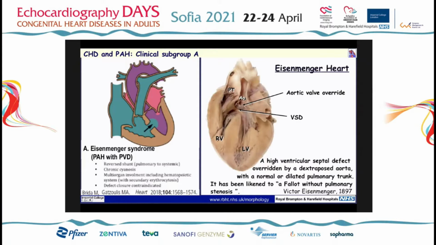Over here, we have a picture of an Eisenmenger heart, which is actually taken from the museum, which you see sitting behind me. And this is exemplified in this instance by a very highly situated ventricular septal defect underneath the aortic valve, but no subpulmonary obstruction at all, so quite a good outflow tract to the lungs.